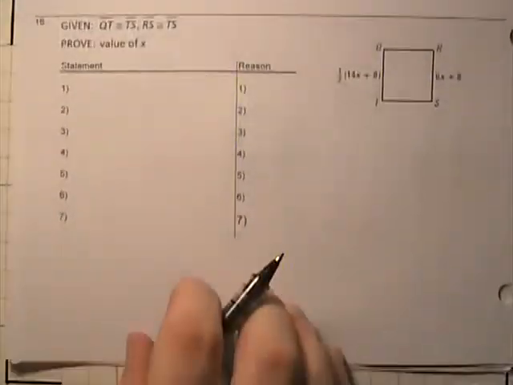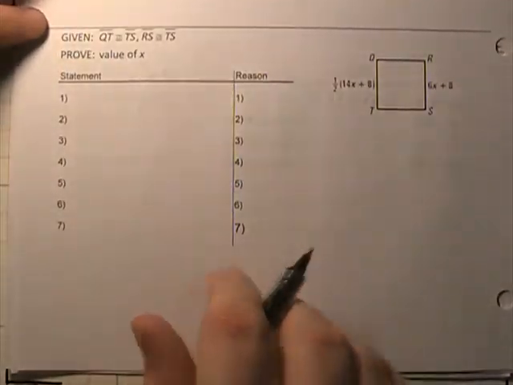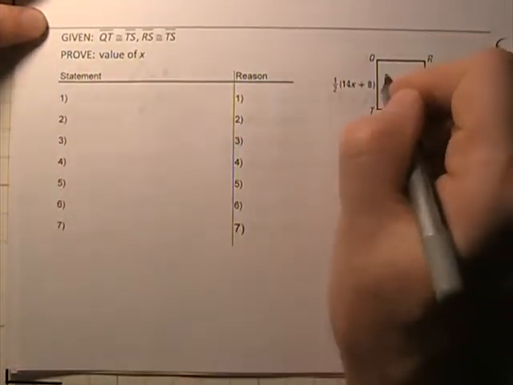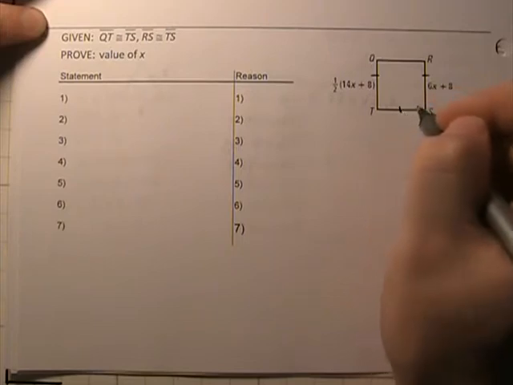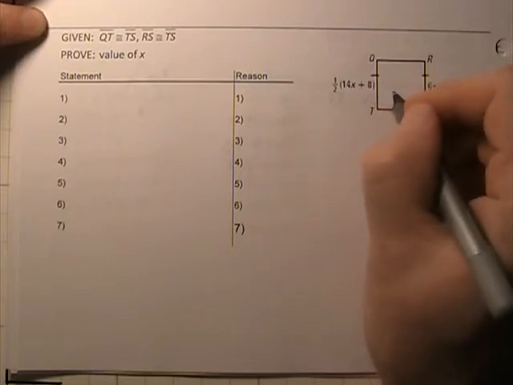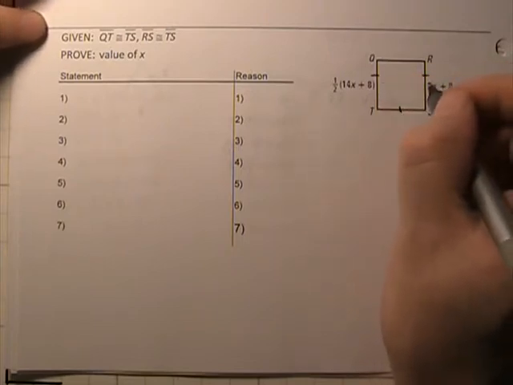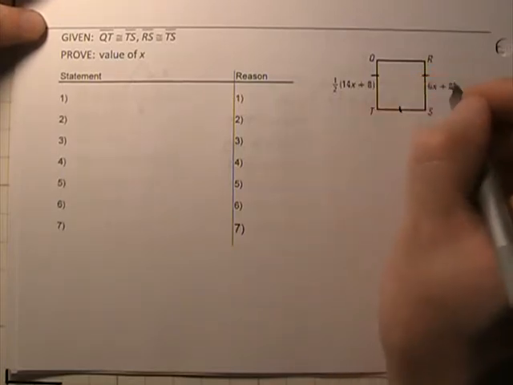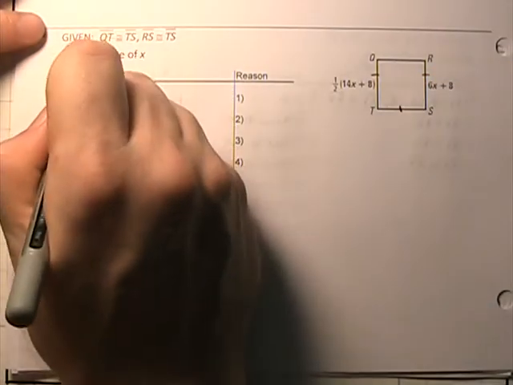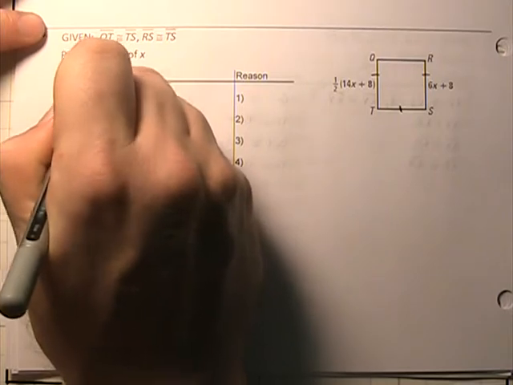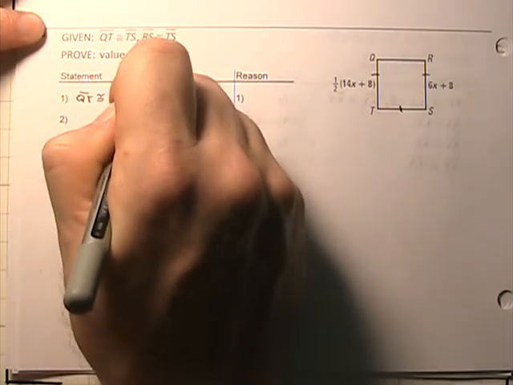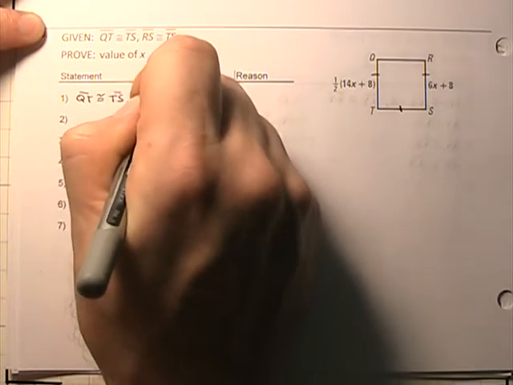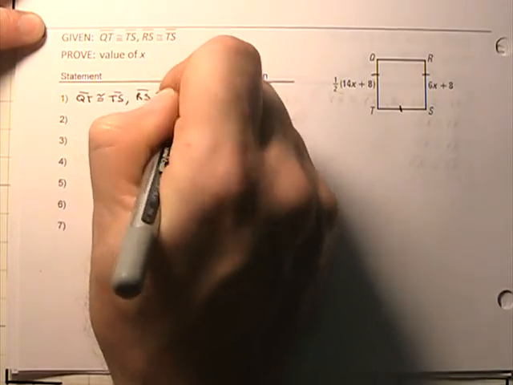16. QT and TS, they're congruent. RS and TS are congruent. Okay? So all three of these are congruent. I could show that with a transitive property. That'll let me set these equal and then solve. So segment QT is congruent to segment TS. Segment RS is congruent to segment TS also.